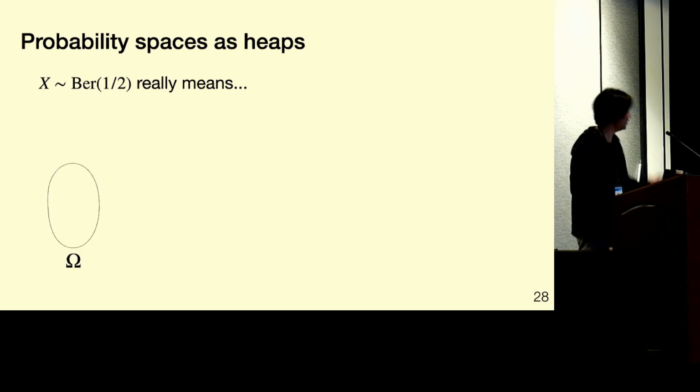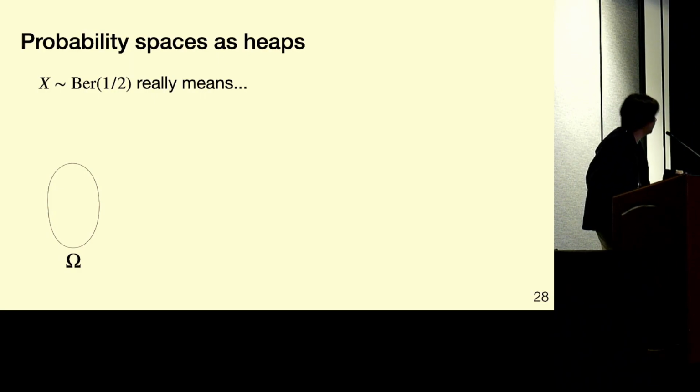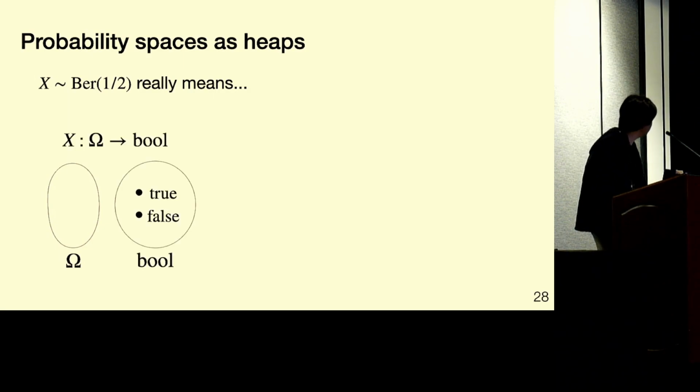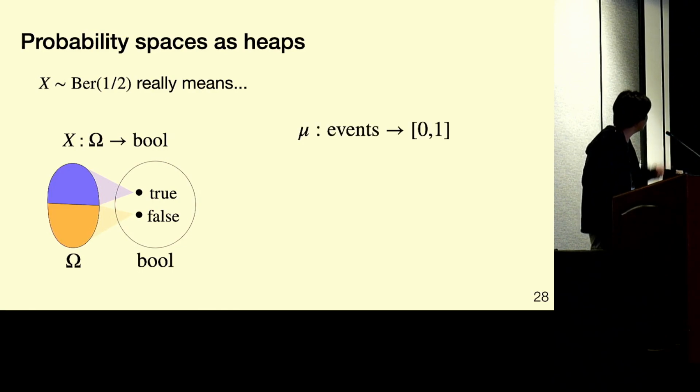There's a sample space, omega, which models this set of possible probabilistic worlds you could be in. And X is not a Boolean value. It's not either true or false, right? It's a function out of this sample space that's true in some possible worlds and false in some possible worlds. These sets of possible worlds are called events, right? And they're given probabilities by a probability measure. And the interesting thing about probability theory is that not all of the subsets of omega are necessarily events.